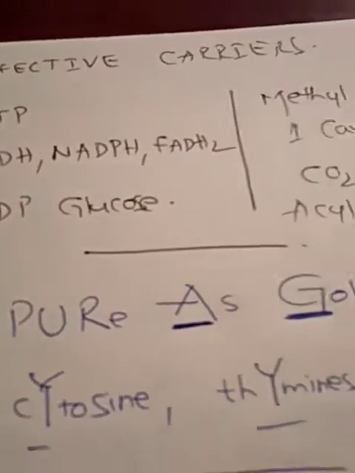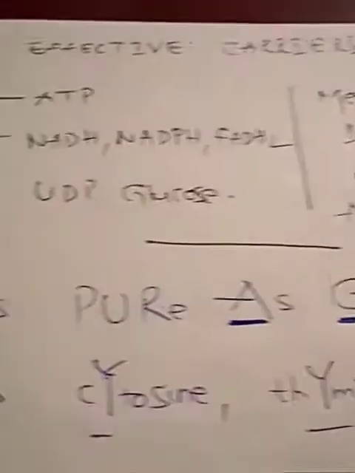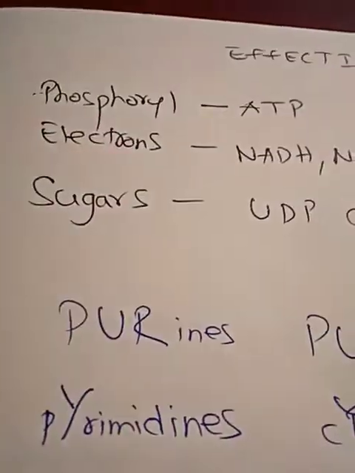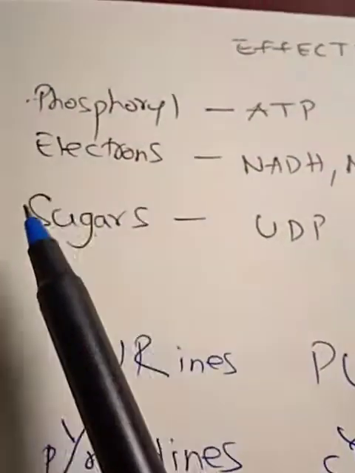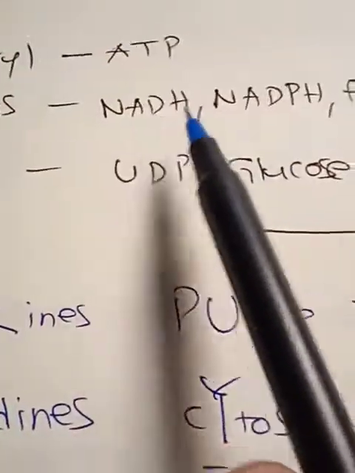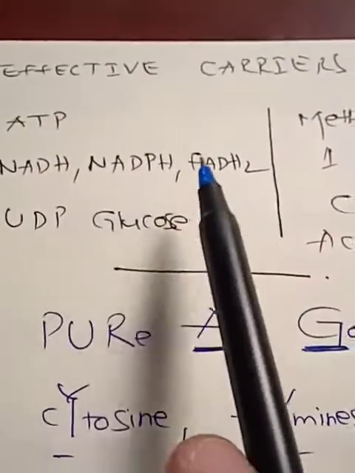Today, let us revise about the purines and pyrimidines in biochemistry. Before that, what are effective carriers? The phosphoryl group is carried by ATP. Electrons are carried by NADH, NADPH and FADH2.